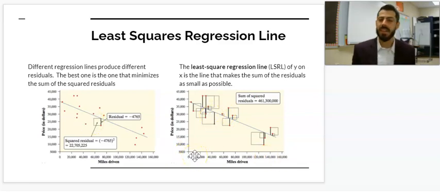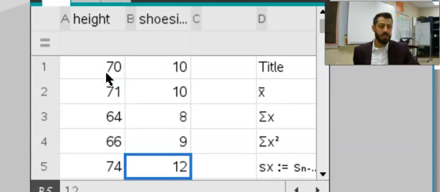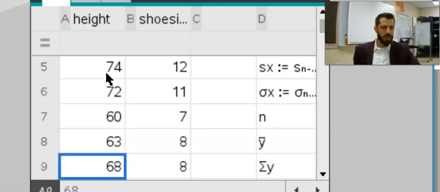Now, this is something that is done with technology. This is not something you're going to be asked to do by hand. Again, it's like standard deviation, but even more tedious, so it's not something that you do by hand. It's something that we do in the calculator. Speaking of, if we use the same data we had for the last slide, we have the height and the shoe sizes. Again, this was made-up data that I came up with.